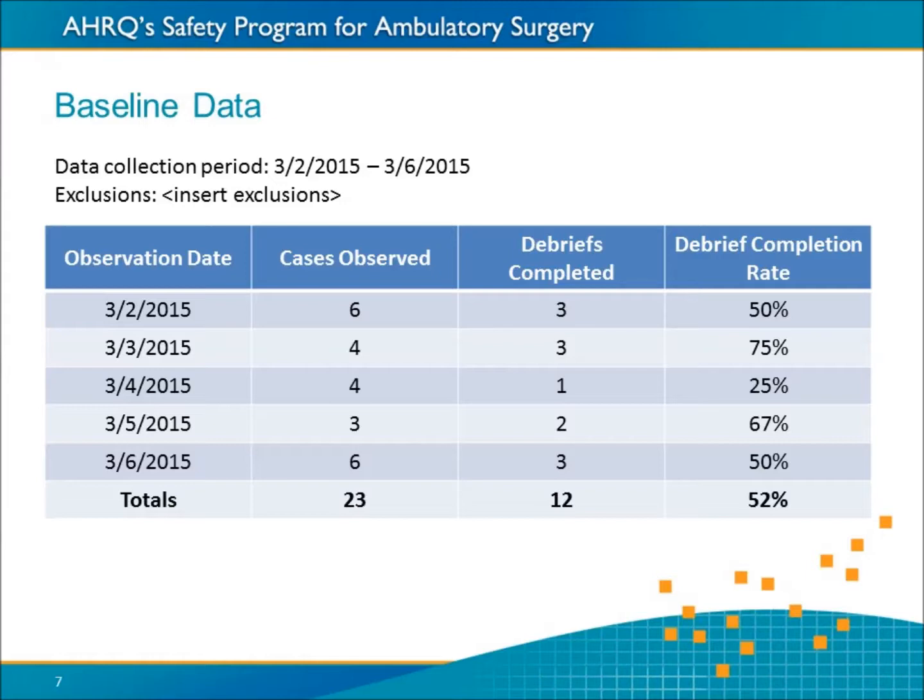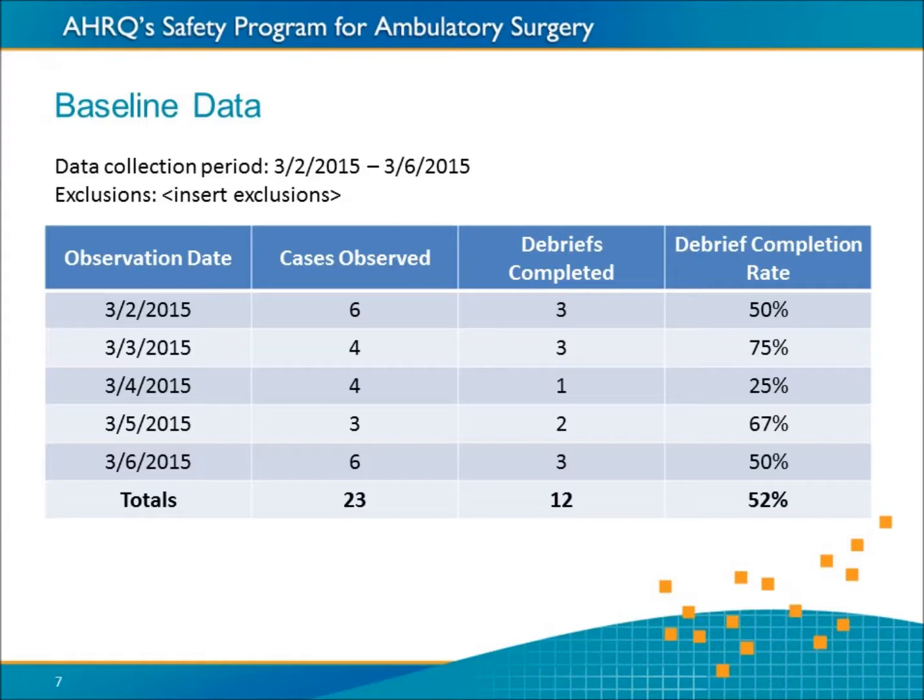We have a display of our baseline data. So we watched some cases over the course of a week, and it looks like we're hovering around 52% completion rate for our debrief. Now we need to decide, is this something we're satisfied with, or do we want to do better than this? Now, an important thing to point out when we're talking about baseline data is if benchmarking data is available for your particular QI study, this is where you'd want to include it. And you would want to take a look at how you're doing relative to the benchmark and decide if there's room for improvement or if you're doing well enough to move on to something else.